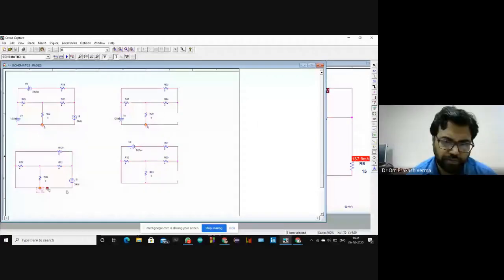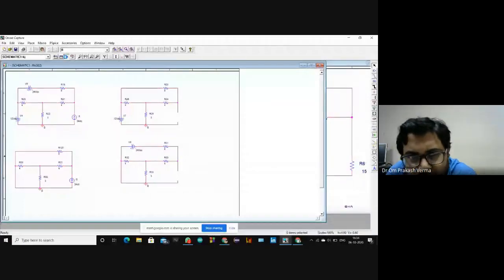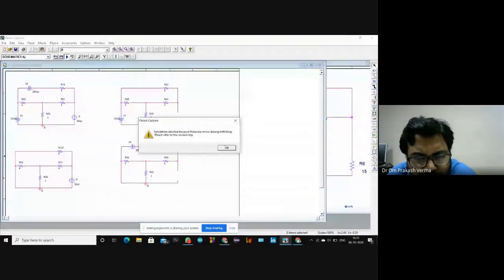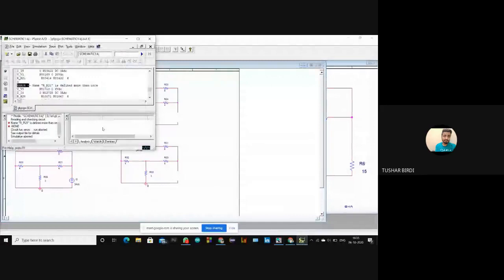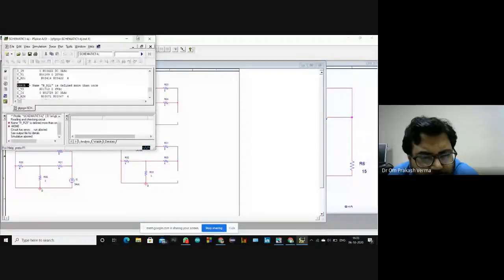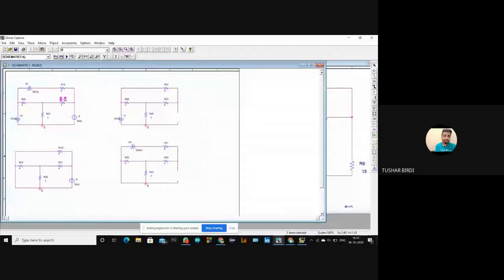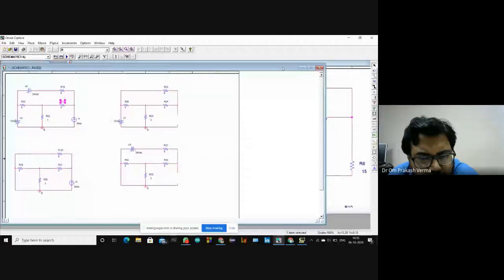Very good. There is some error. Yes, sir. R21 is defined more than once. It's here, in the name.